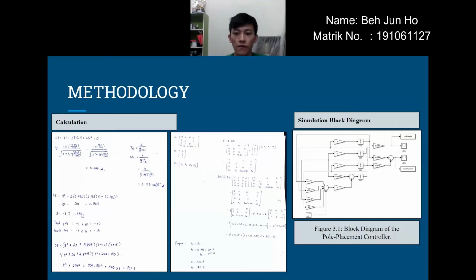With the k values, we can generate the block diagram of the pole placement controller, which is applied onto the system. This block diagram will generate the output graph of the system after applying the pole placement controller.